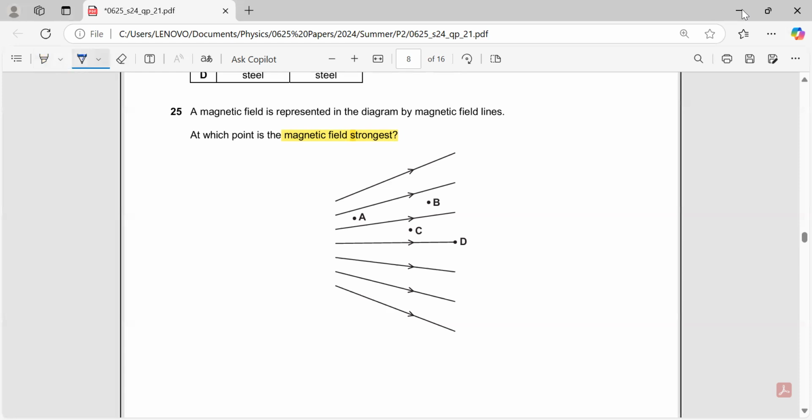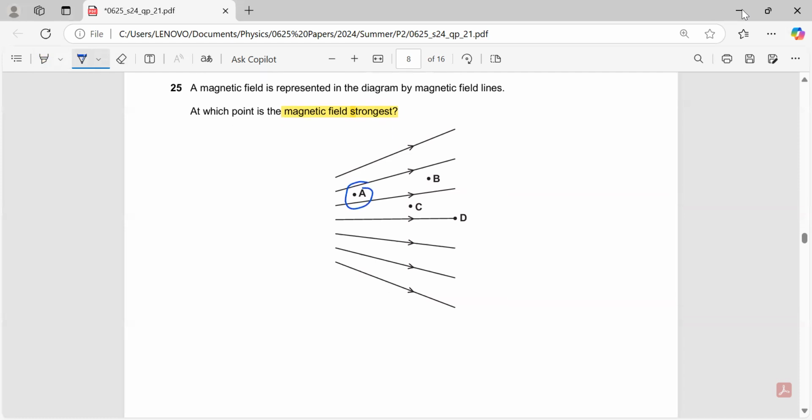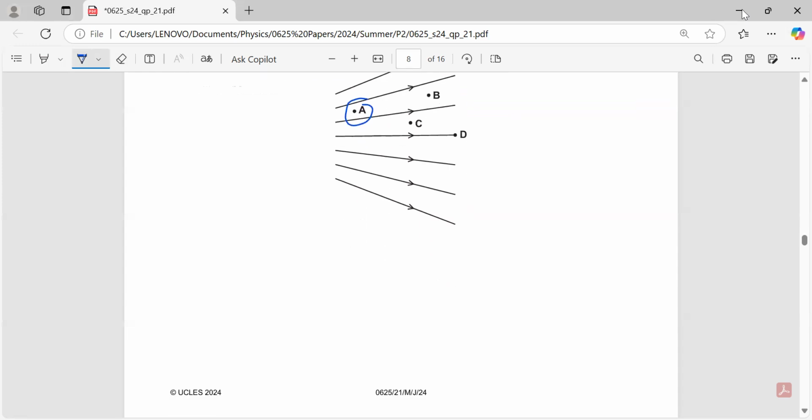Okay. And if we see all the options A, B, C, D, option A is the one in which the field lines are very close to each other. So here the magnetic field is strongest.